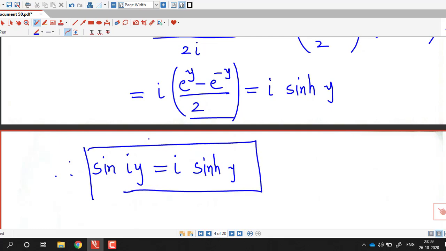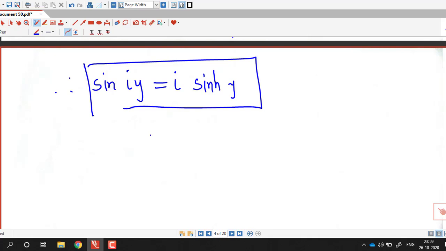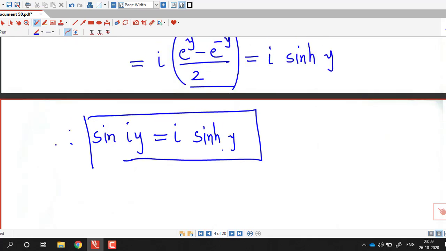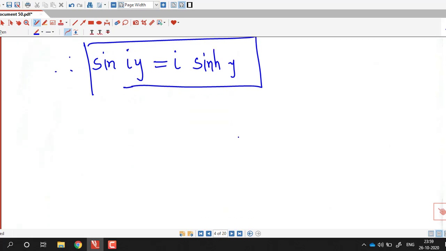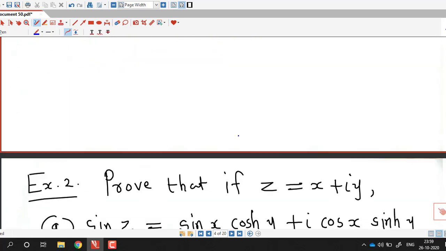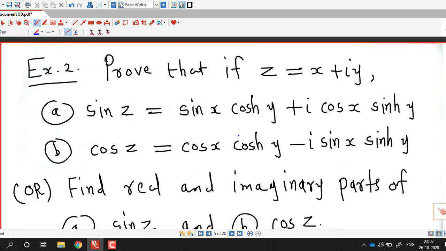So it is different from that cosine property. In the cosine property, cos iy is cosh y, so i is eliminated, but here i will be multiplied with sinh y. So these are two important properties. Using these two properties we can find the real and imaginary parts of sine and cosine functions, and we can use these to show that they are differentiable as well as analytic functions. So first we prove this.